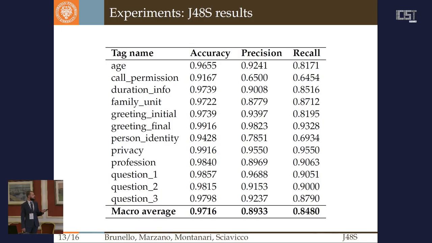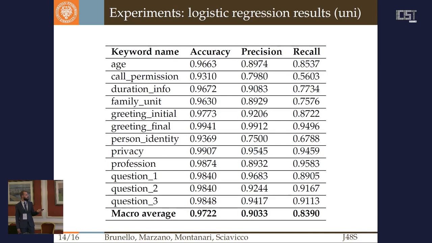Coming to the results, we can see here, for example, by looking at precision and recall, that we have quite satisfactory results. Maybe with the exception of call permission, which seemed to be a difficult concept for the model to understand. But these results were also confirmed by some other experimentations we made with logistic regression models. You can see that precision and recall are basically the same as before.